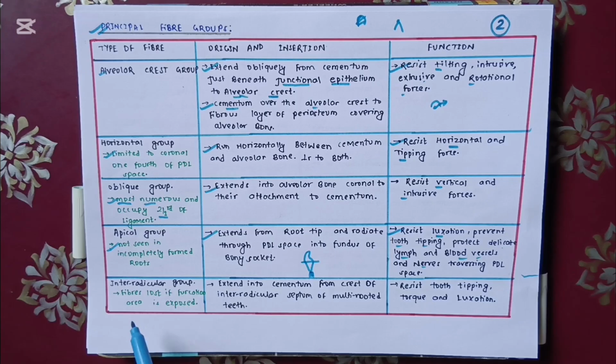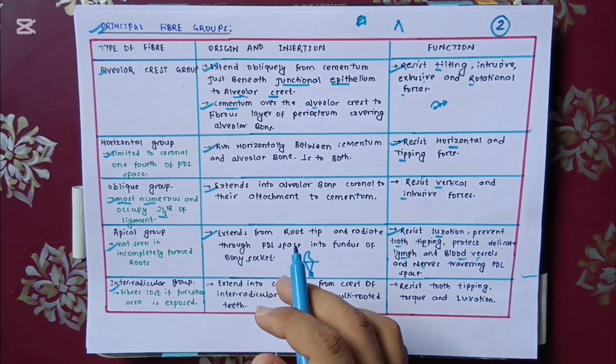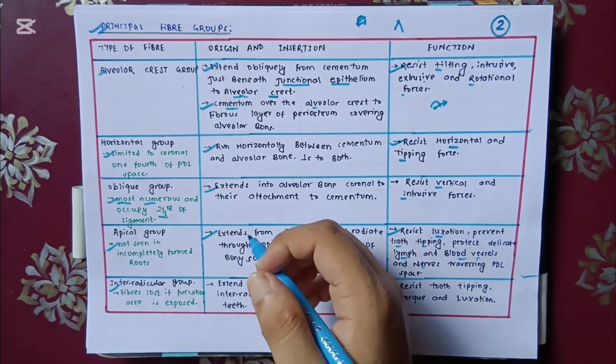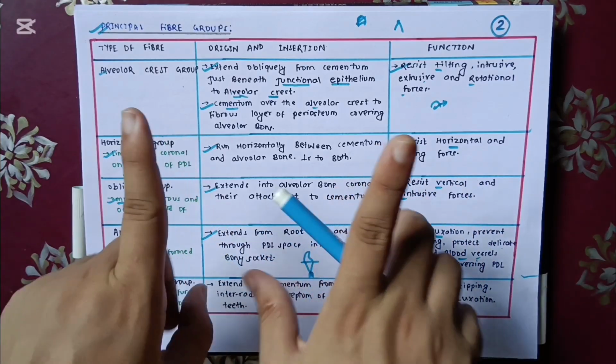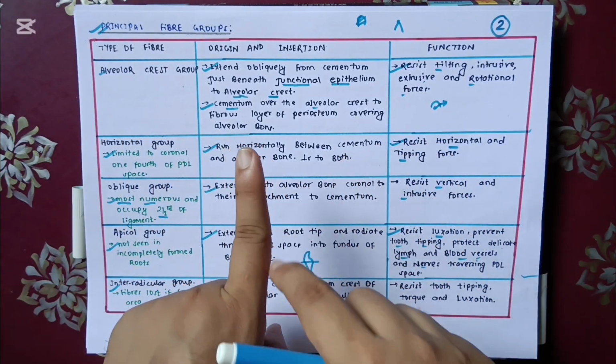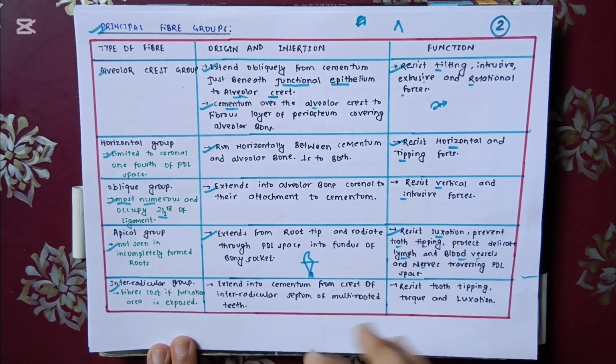After that, the interradicular group of fiber. These are the fibers that are lost if the furcation area is exposed. They are present at the furcations, which means it must be a posterior tooth where there are two roots. If this is a two-rooted tooth, then in this portion there is the interradicular group of fiber. It extends into the cementum from the crest of the interradicular septum of the multi-rooted tooth. The function is to resist tooth tipping, torque and luxation.